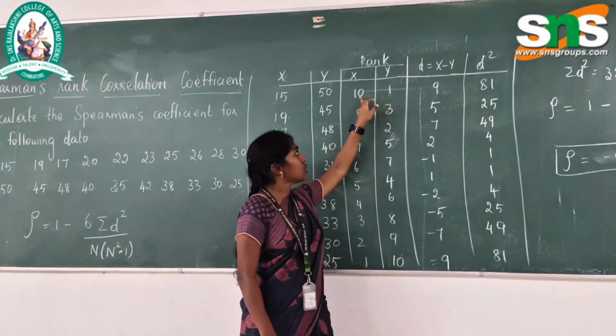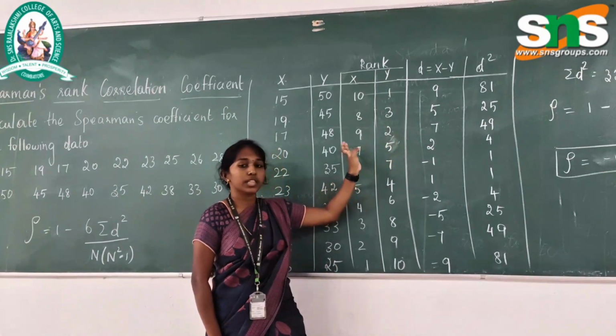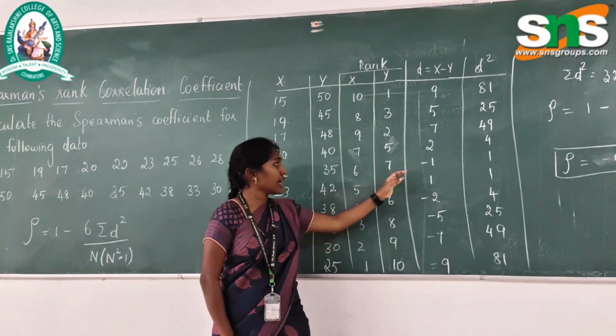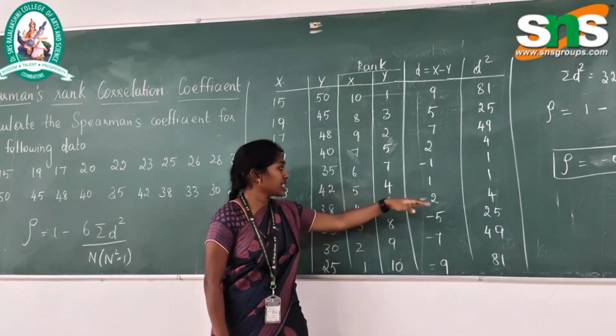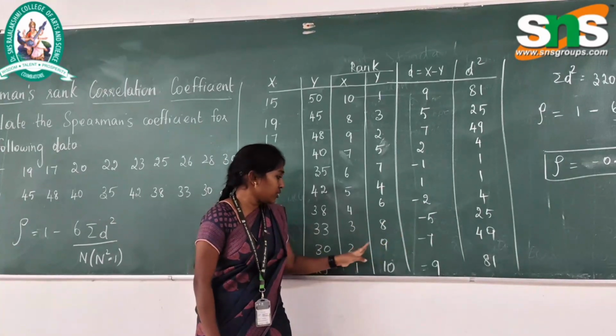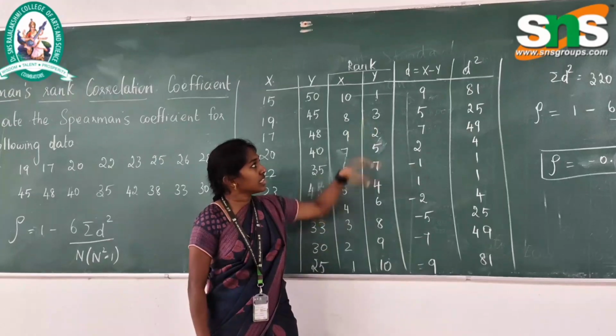While subtracting these two, 10 minus 1 gives the answer 9, and 8 minus 3 the answer is 5, 9 minus 2 the answer is 7, again 7 minus 5 is 2, 6 minus 7 is minus 1, and 5 minus 4 is 1, 4 minus 6 is minus 2, 3 minus 8 is minus 5, 2 minus 9 is minus 7, and 1 minus 10, that is minus 10. So this is the d value.